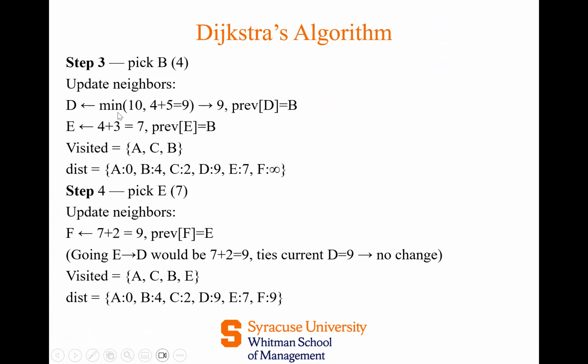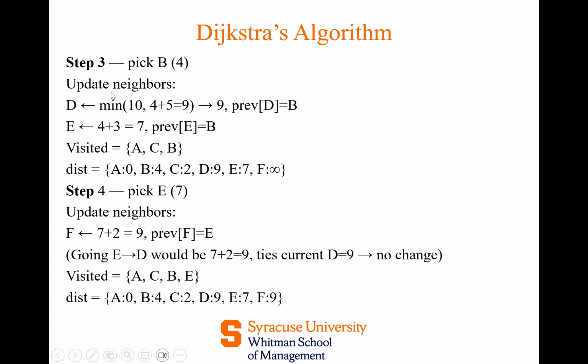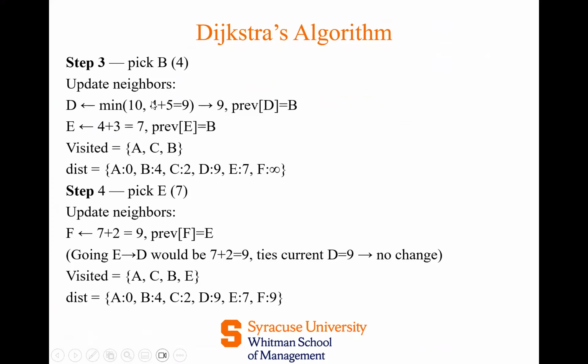So D previously was, if you remember, 10. Now I'm comparing the minimum of 10, which is the previous cost, and the total cost of B, which is 4. And if I go from B to D, the cost is 5 additional cost. So 4 plus 5 is 9. So we're comparing 10 versus 9. Okay, 9 is lower because we are trying to minimize the cost. So now that means I need to update previous value for D. Previous value for D is B because that's the cheapest way to get to D so far.